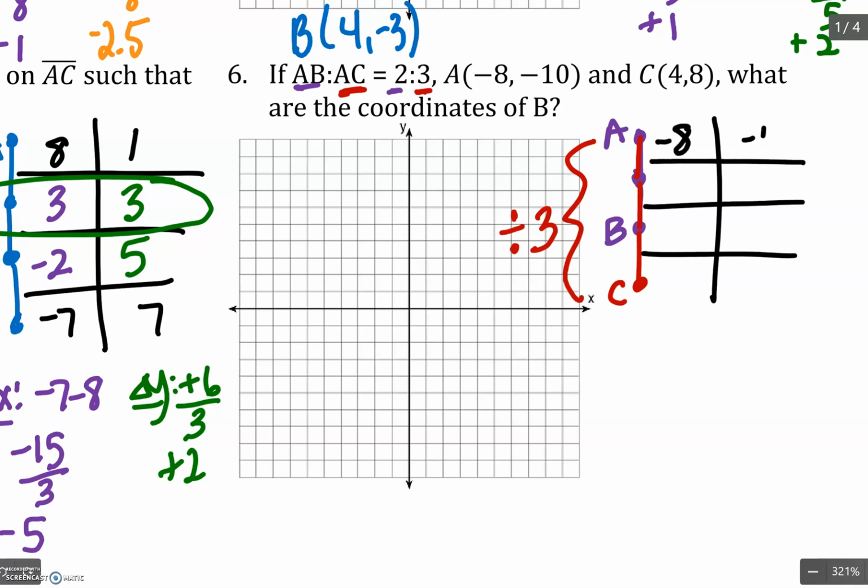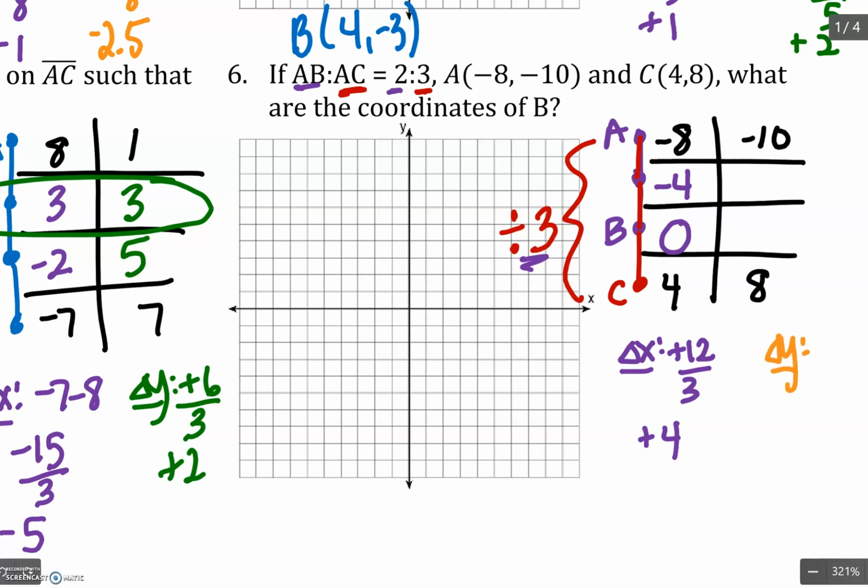So A is (-8, -10). C is (4, 8). The change in x would be from -8 to 4, we would have to add 12. And we're dividing it into 3 parts, so we're going to add 4 each time. So -8 plus 4, and then plus 4, and then plus 4 again. Same thing for our y values. To get from -10 to 8, we have to add 18. Divide that into the 3 parts, and we'll add 6 each time. So adding 6 gets you -4, 2, and 8. And then the final answer was point B, which is at (0, 2).